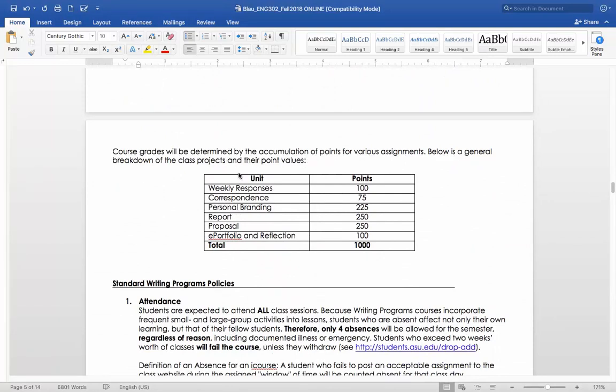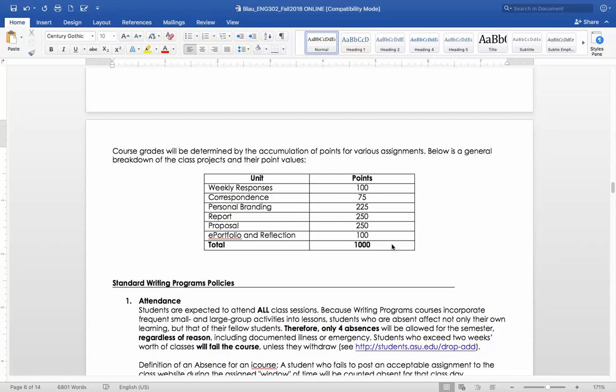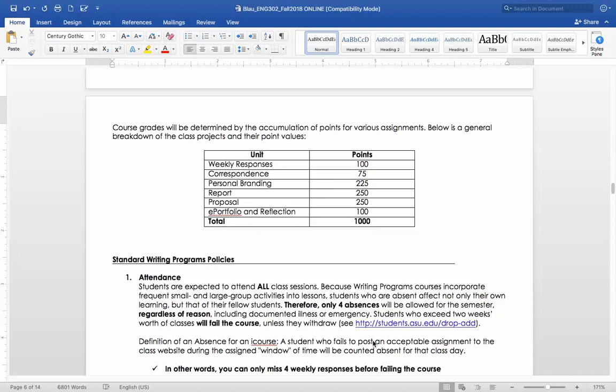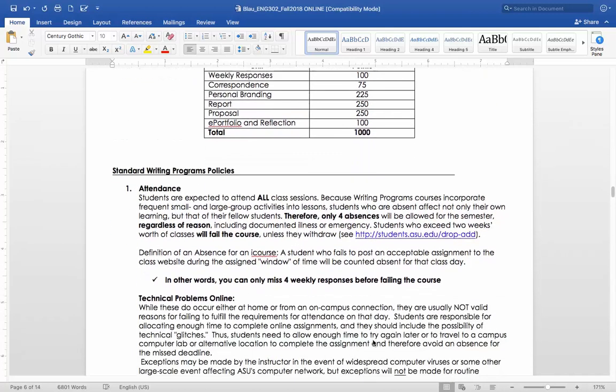You can see the entire point breakdown for the semester here. So you can see there's 1,000 points. So there's a lot of opportunities to do well. I like classes that have lots of points because that means that if you miss a couple points here and there, it's not tragic. So I'd rather be in a class that has 1,000 points over being in a class that only has 100 points. So lots of opportunities to do well.